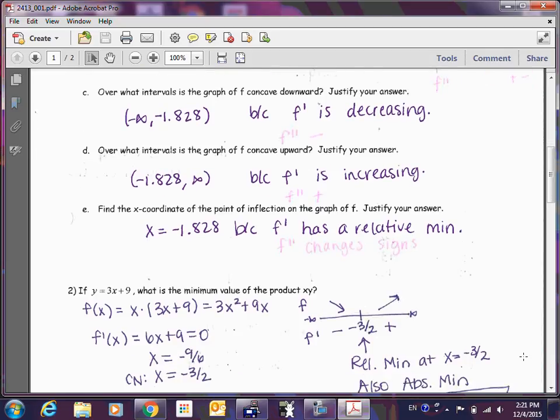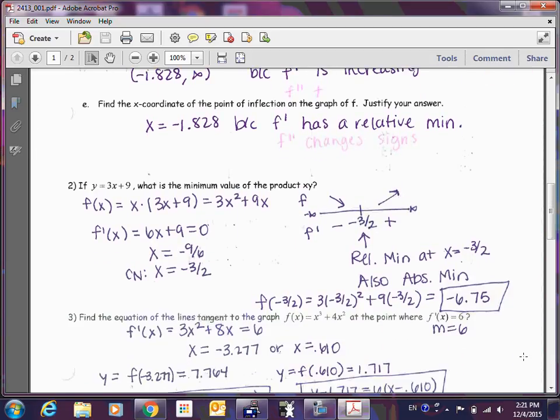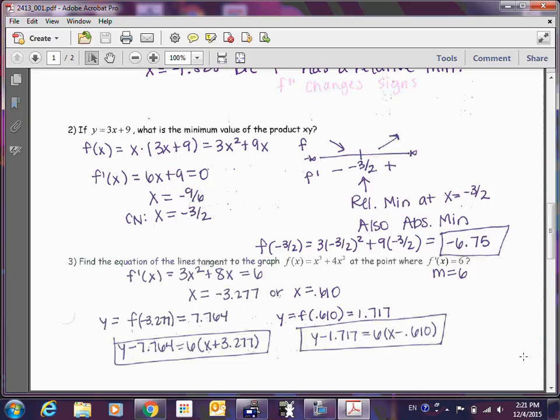Okay, let's look at 2 and 3. I just want to discuss this in general. We're not going to go over every single little part, and we'll talk more about this on Monday. Okay, 2 looks totally different than what we've been doing. What is the minimum value of the product xy? But once you just substitute y in for y, so instead of xy, you have x times 3x plus 9, and distribute, then it becomes just like any other problem. Okay? It's just like any other problem.